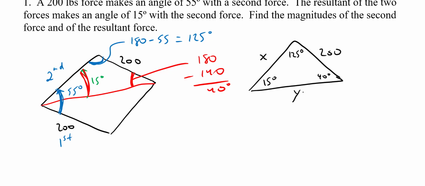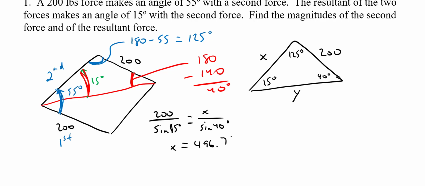X, of course, is our second force, so let's find that first. Again, I'm going to use law of sines because I have an opposite side angle relationship. So I get 200 over sine of 15 degrees is equal to X over sine of 40. And then you just cross multiply. You guys can do all that work, but my answer comes out to be 496.7 pounds. Don't forget your units. So that is our second force.